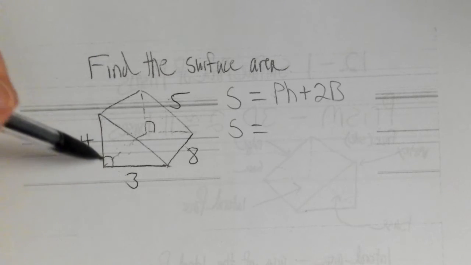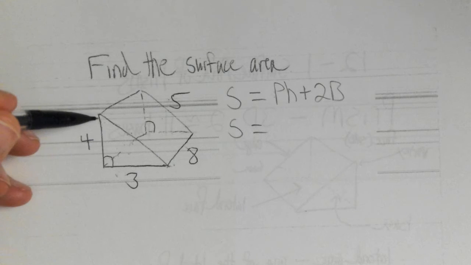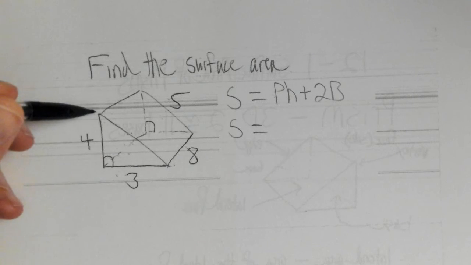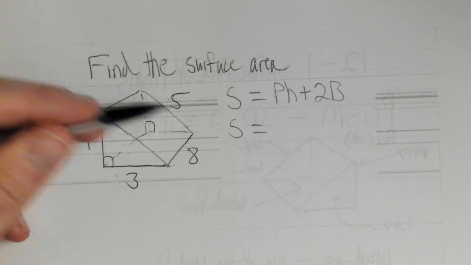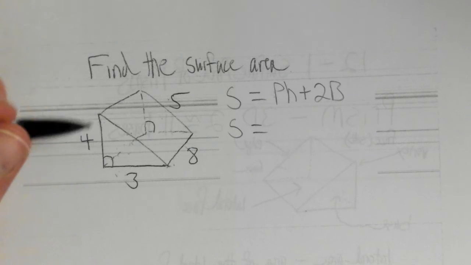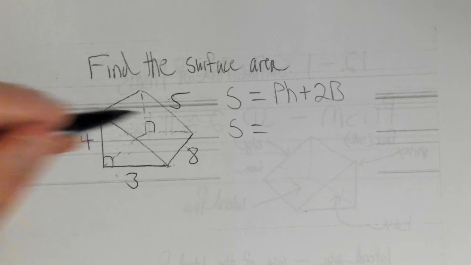So I need the perimeter of the base. So perimeter means all the way around. So I need to find the perimeter all the way around this triangle. Now you can do the front one or the back one. You don't have to do them both because they'll be the same. Why? Because they're congruent.